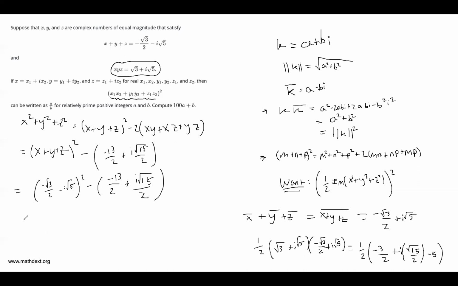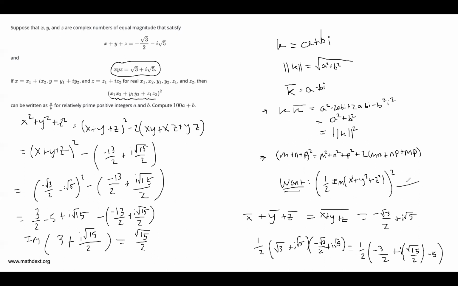We can evaluate this square out and we get, well, root 3 over 2 squared minus i over 5 squared. We get 3/2 minus 5 plus i square root of 15. And then minus this whole thing. So finally, we get x squared plus y squared plus z squared is going to be equal to 3 plus i root 15 over 2. So the imaginary part of this is going to be root 15 over 2.